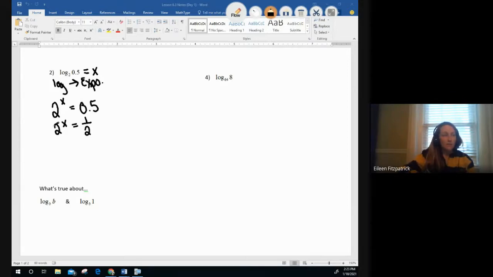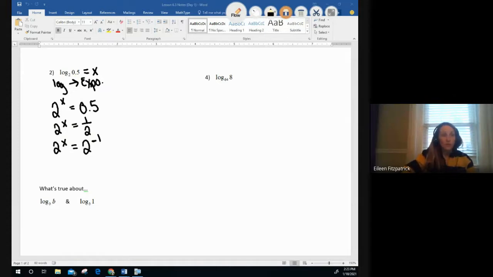Now, this is a base 2. Well, on the right-hand side, isn't 1/2 the same thing as 2 to the negative first? Think about that for a second. If I said simplify 2 to the negative first, if I don't want negative exponents, wouldn't I rewrite that as 1 over 2 to the first, which is 1/2? So 1/2 is the same thing as 2 to the negative first. And now I have the same base.